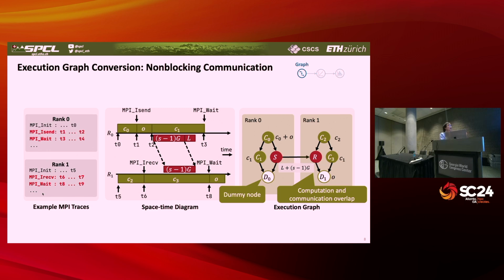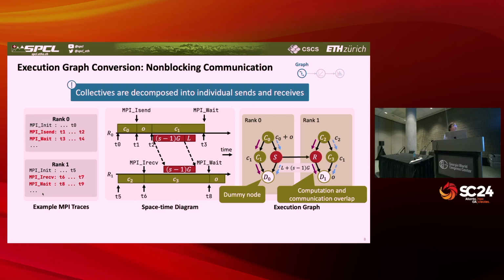Now I also have an example of how we convert traces into execution graphs for asynchronous communication, specifically for Isend and Irecv. What we see here in the graph is that the only difference is that we have 2 paths leading out of vertices C0 and C2 to represent the fact that computation and communication can happen in parallel. They can be executed simultaneously.